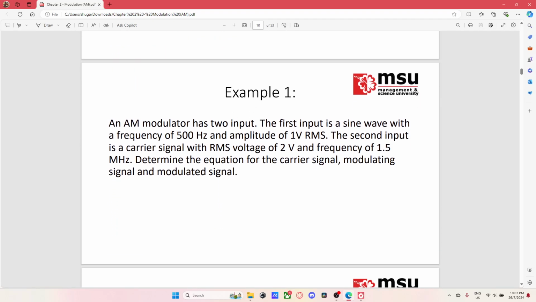An AM modulator has two inputs. The first input is a sine wave with a frequency of 500 Hz and amplitude of 1 VRMS. This is the amplitude, and this is the frequency for the input. The second input is the carrier signal, with RMS voltage of 2 volts and frequency of 1.5 megahertz. This should be bigger than the first input. So determine the equation for the carrier signal, modulating signal, and the modulated signal.